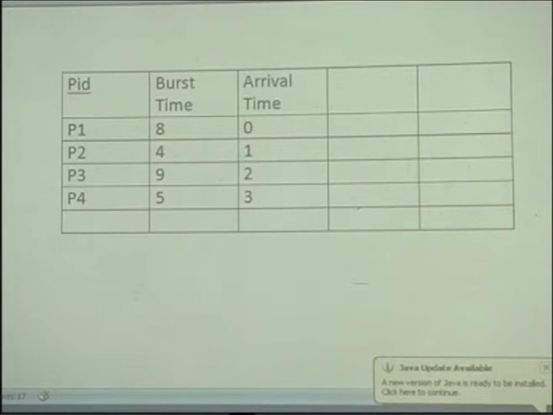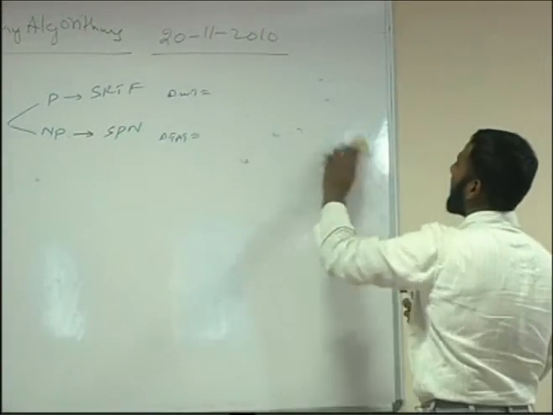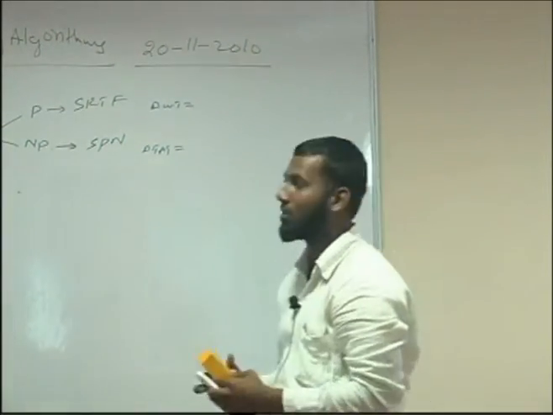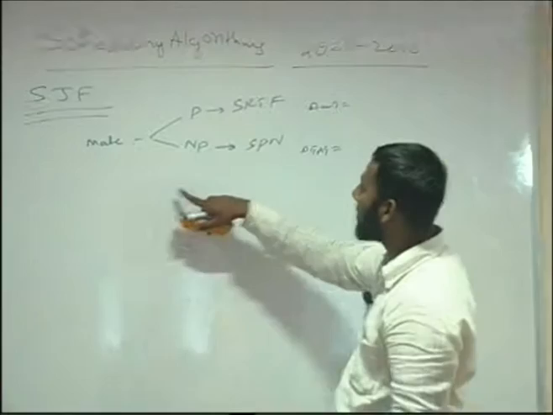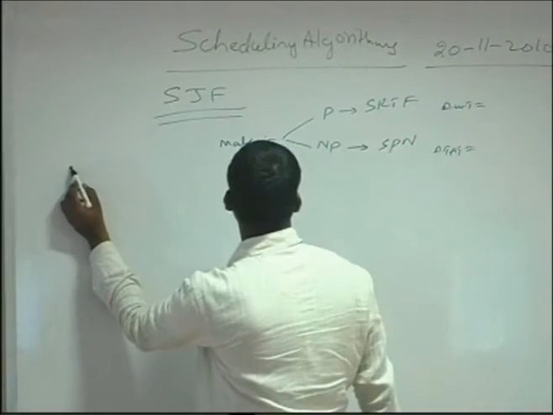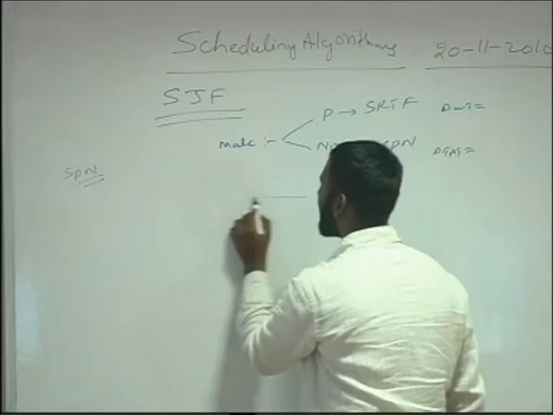Now, keeping this, let us find out average waiting time and average turnaround time with these two algorithms and see how the behavior changes with preemption and non-preemption. Okay, I am first solving this problem with non-preemption first. So I'm doing SPN, shortest process next first. Now let's draw a Gantt chart.